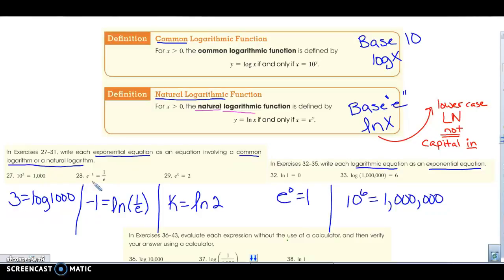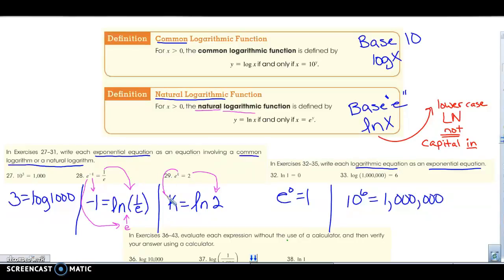Here we have the base is e, so we use natural log of the argument, which is 1 over e, equals the exponent of 1. All right, so there's the argument, there's the exponent, the base we don't even have to fill in. It's assumed as soon as we write ln. So once again, ln is the base, so we just write ln of the argument 2 is supposed to equal the exponent k.